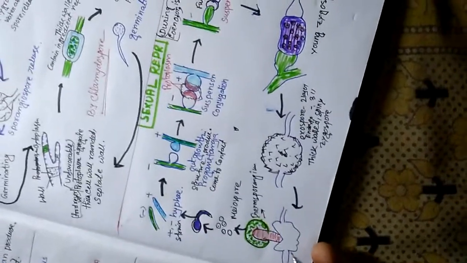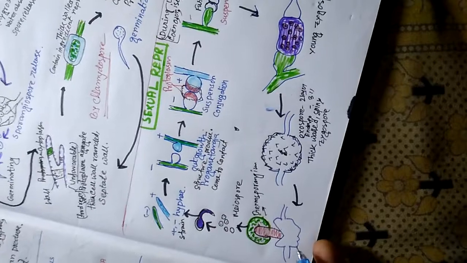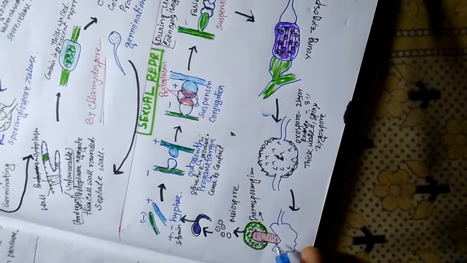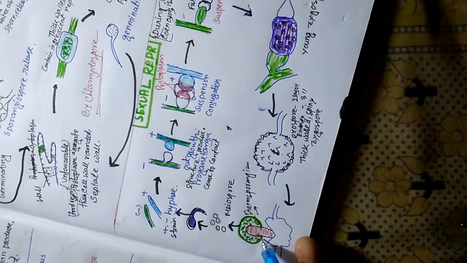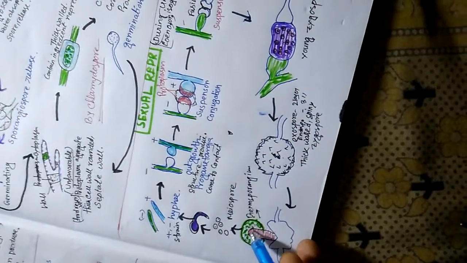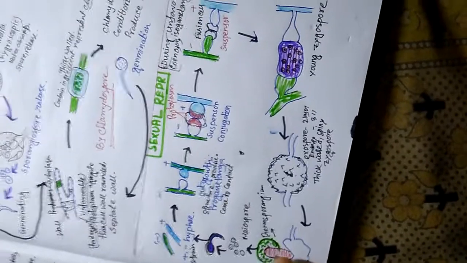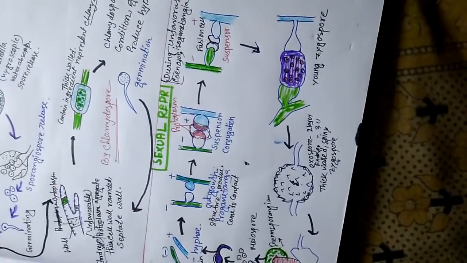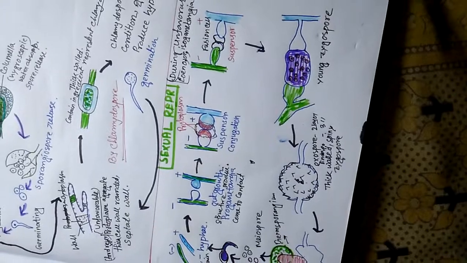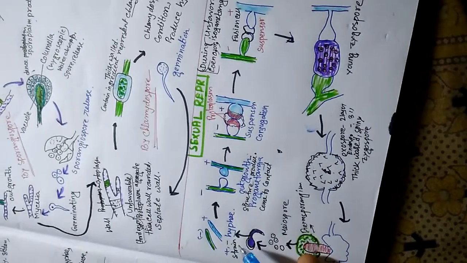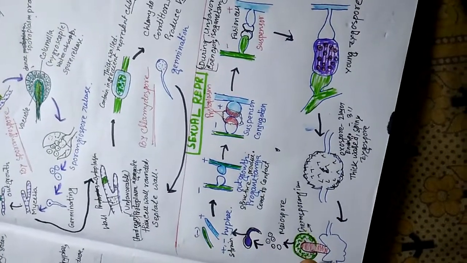Next, the germ sporangium initiates, and here meiosis takes place and meiospores are formed and released. Those meiospores germinate and finally produce hyphae, plus and minus hyphae.